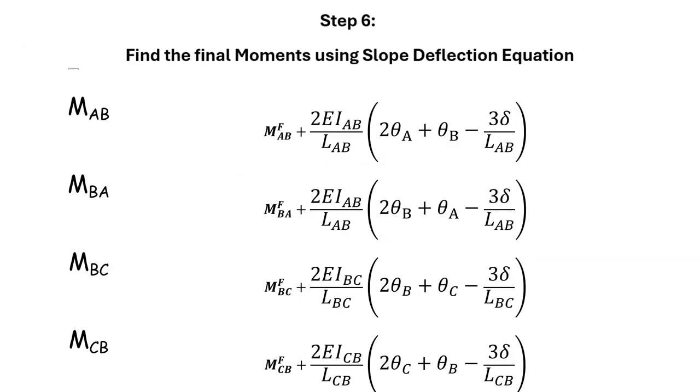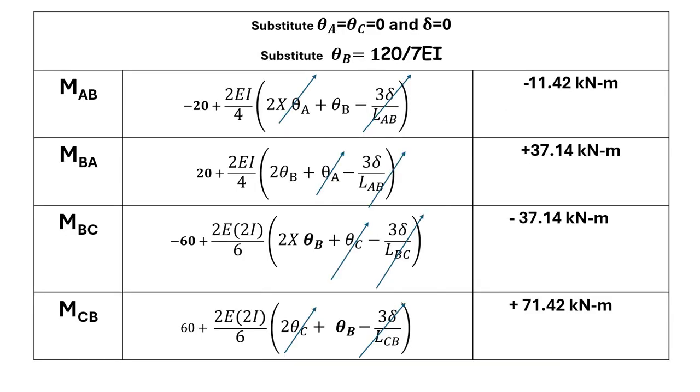So these are the slope deflection equations for all the 4 moments concerned with the span AB and BC. So here you can see that MAB equal to M of AB plus 2 EI AB by LAB into 2 theta A plus theta B minus 3 delta by LAB. Similarly for MBA, MBC, MCB, you are getting all the values. Then finally, as I told you earlier, substitute theta A equal to 0, theta C equal to 0, delta is 0, there is no settlement or sinking of supports, and you substitute theta B equal to 120 by 7EA, which has been obtained by solving using this stiffness matrix method.